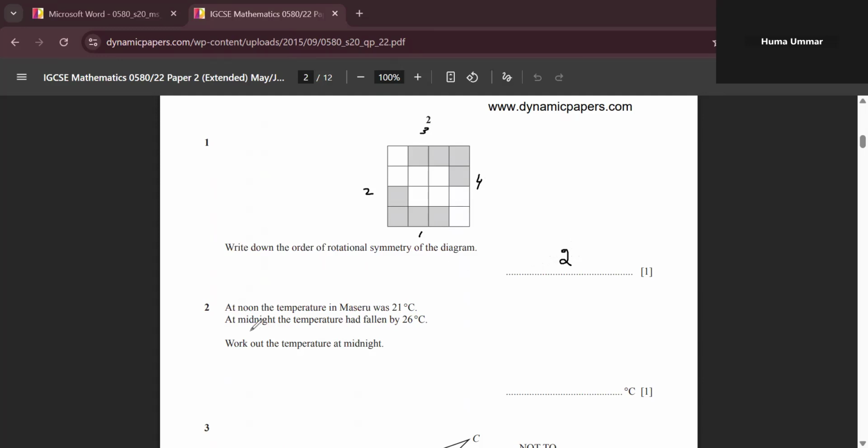Question number two is, at noon the temperature was 21. At midnight the temperature had fallen by 26. Work out the temperature at midnight. You know very well when they say fallen, fallen means negative. So very simple, 21 minus 26. The answer will be minus 5 degrees centigrade.